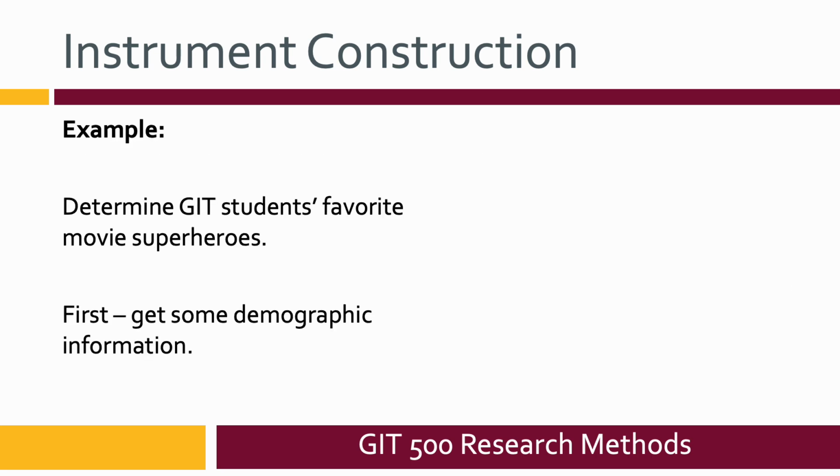Let's build an instrument. We're going to construct an instrument, and we're going to do a survey to get results for this research objective: determine GIT students' favorite movie superheroes. First, we want to get some demographic information.